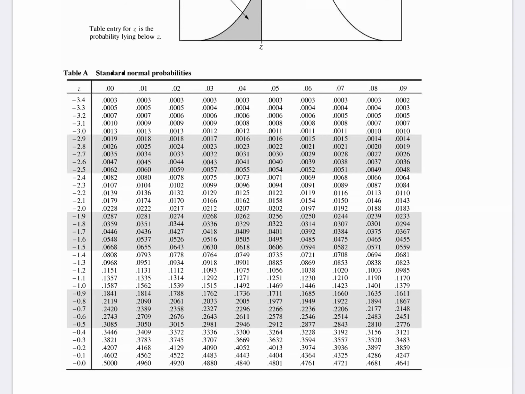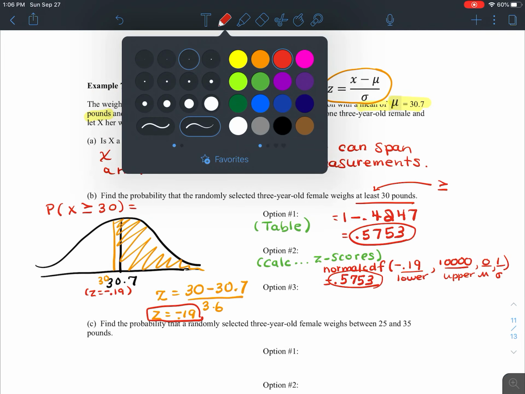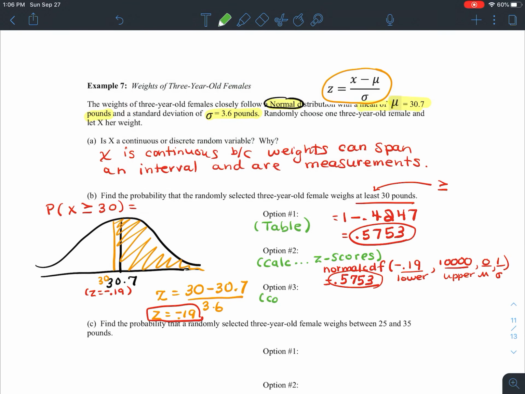Certainly if we go 10,000 standard deviations to the right, we have included everything. And we end with the mean and standard deviation, but please make sure if we're doing z-scores that you're putting a 0 here and a 1 here, not the mean and standard deviation given to us in the problem in pounds. If we were to type that in, we would then get 0.5753, the exact same answer we got from the table.